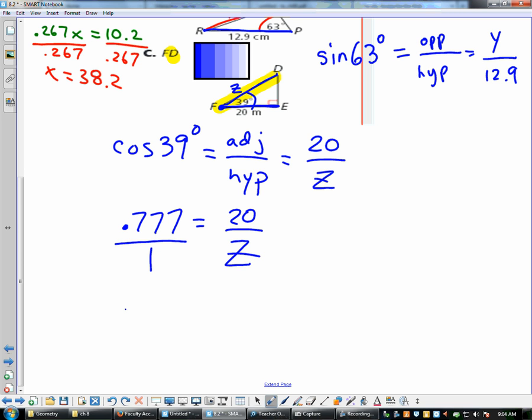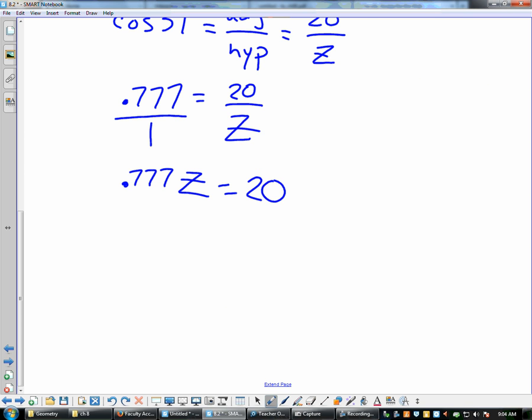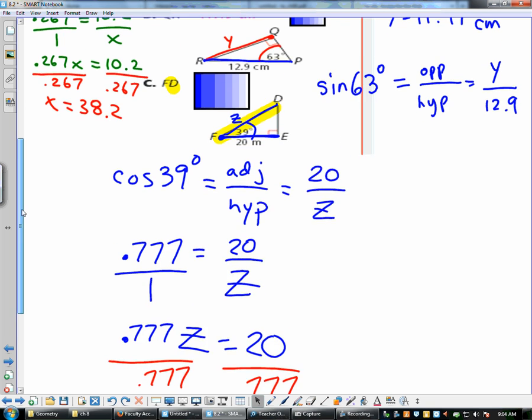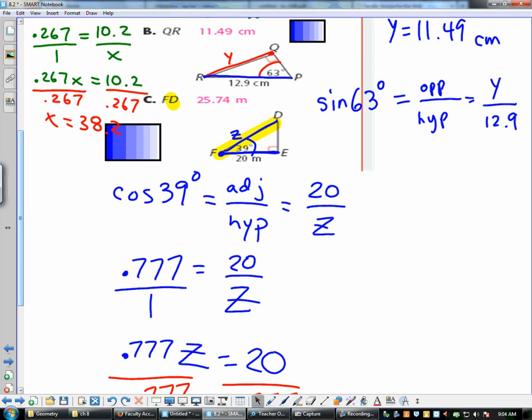So what do we get? 0.777 Z equals 20, and so Z turns out to equal what? Sarah? 25.7. What is it? 25. So Z equals 25.74. Do people agree with that? Does my book agree with that? 25.74. Are we okay with this? All right. Yes, in this case it was meters.